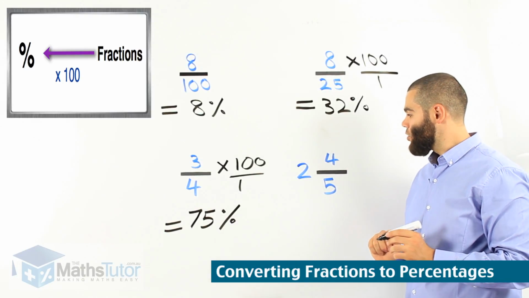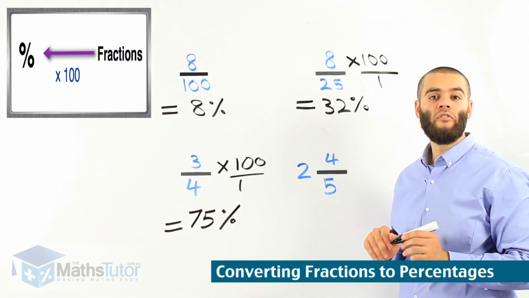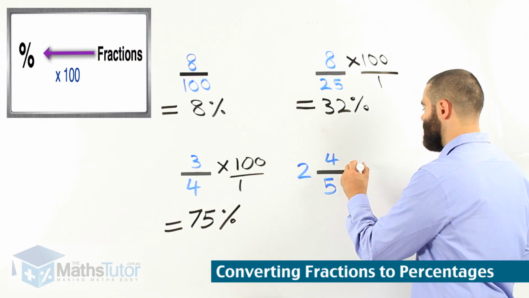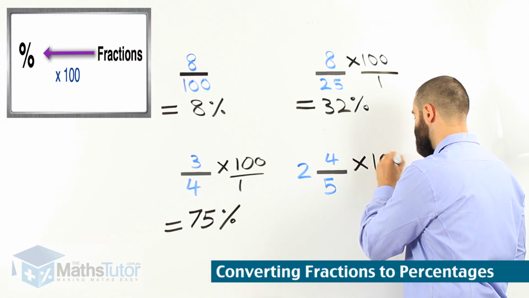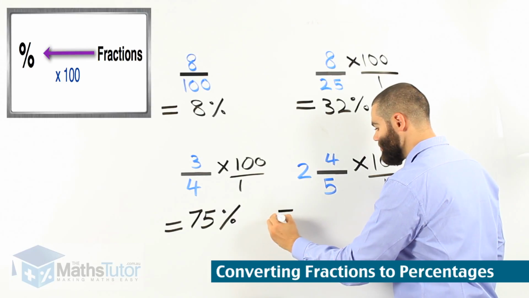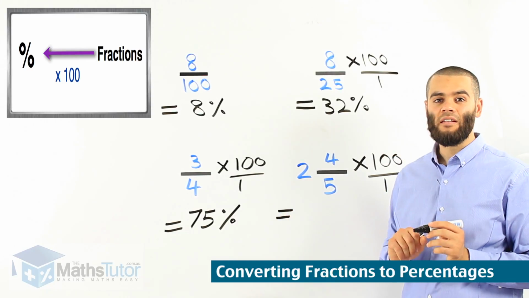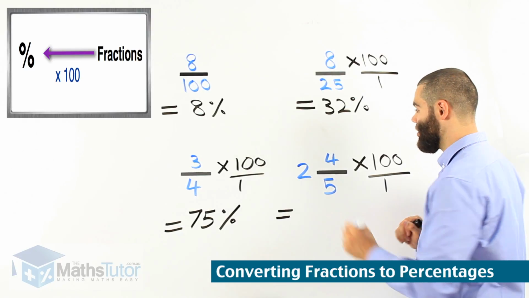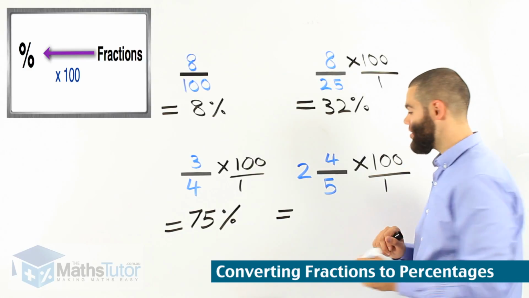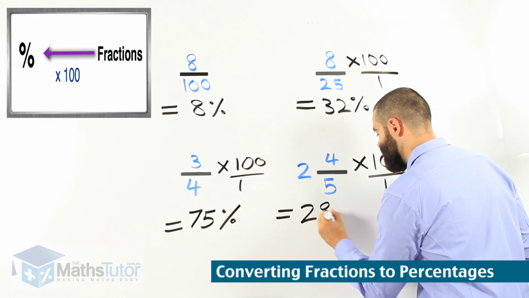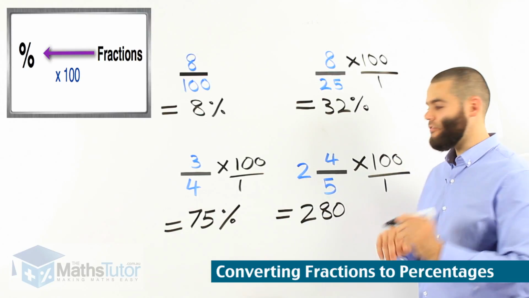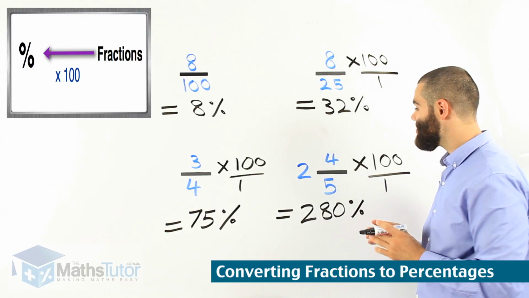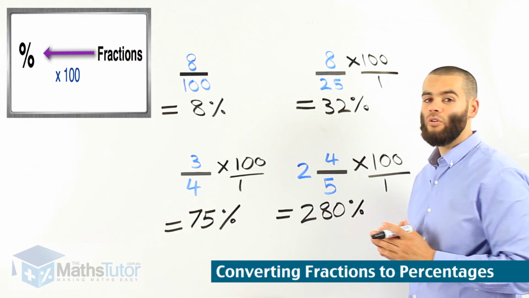Last one, we have 2 wholes and 4 over 5, so it's a mixed numeral. Well, we're going to convert it to percentages. We times by 100 over 1. What are we going to get? Put in your calculator, 2 and 4 over 5. 2 and 4 over 5 times 100, you're going to get 280, and of course you're going to put your percent sign. 280% is exactly the same as 2 and 4 over 5.